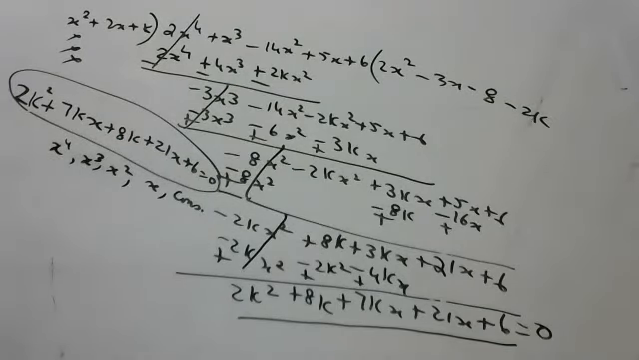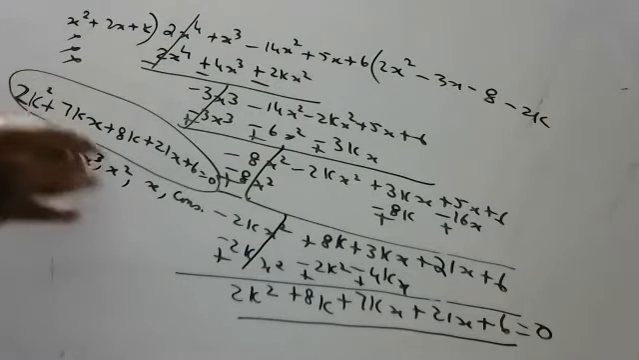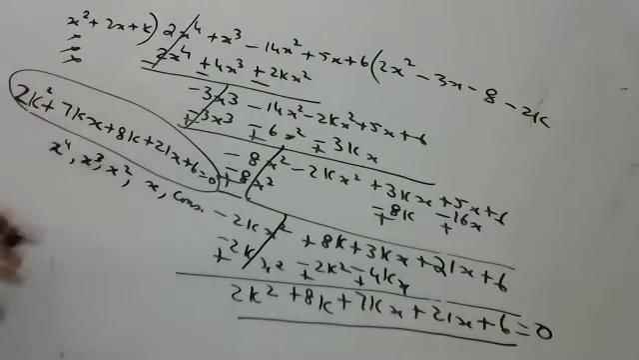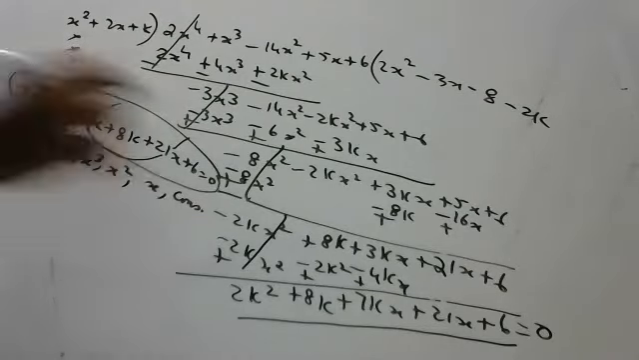Are x4 terms there? No. Are x cube terms there? No. Are x square terms there? No. Are x terms there? Yes. Which are there? 21x is there, and 7kx is there. These two terms you will compare with 0.